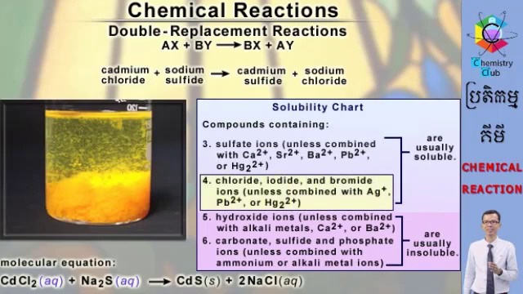According to Rule 4 on the solubility table, most chlorides are soluble, so the sodium ion and the chloride ion are spectator ions, and sodium chloride is also in aqueous solution. By Rule 6 of the solubility chart, cadmium sulfide, which is used to color glass, is insoluble, and it will form a precipitate, as you see in the video.